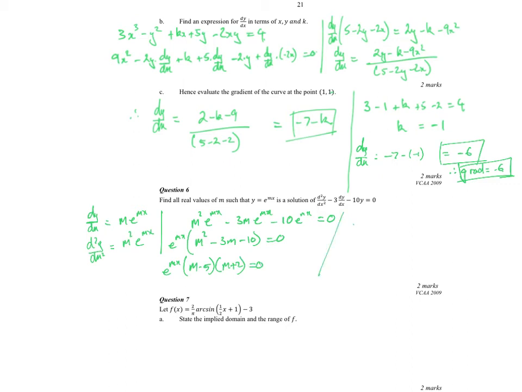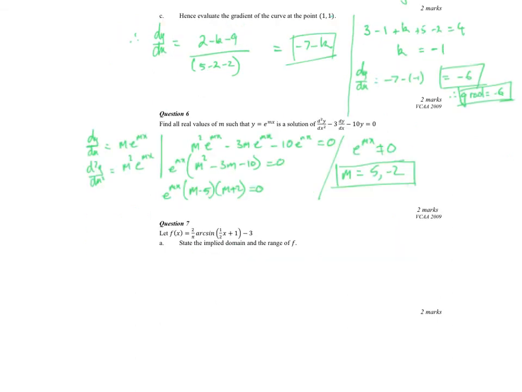Now, since our exponential function does not equal 0, m must equal positive 5 and negative 2. Okay, so let's have a look. We've got sine inverse of a half x plus 1. Let's have a quick look at what my sine inverse graph looks like. It looks a bit like that, doesn't it? And so that's negative 1 to 1, and that's pi on 2 to minus pi on 2, isn't it?